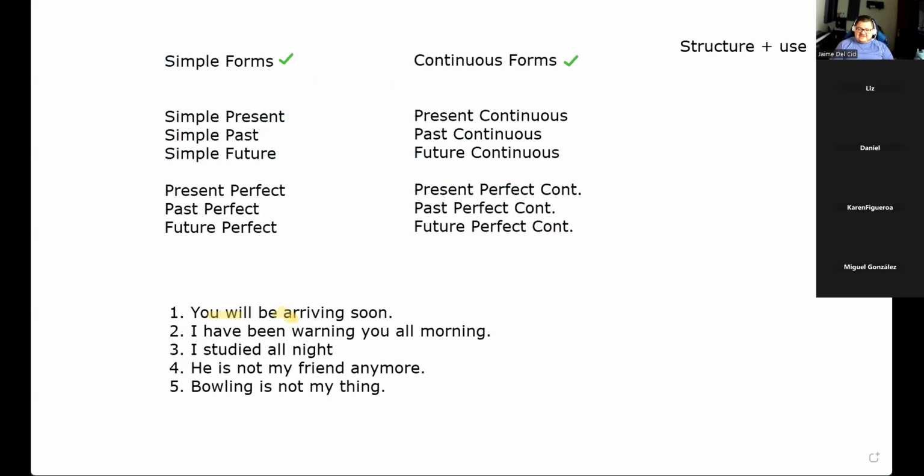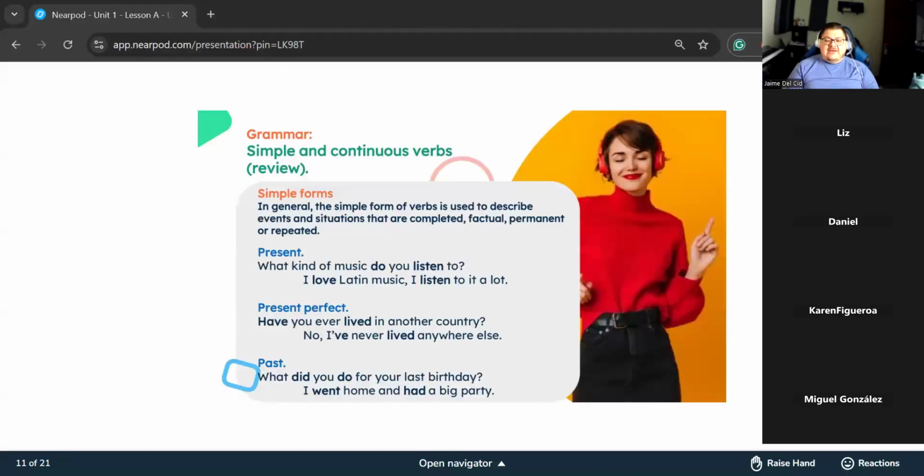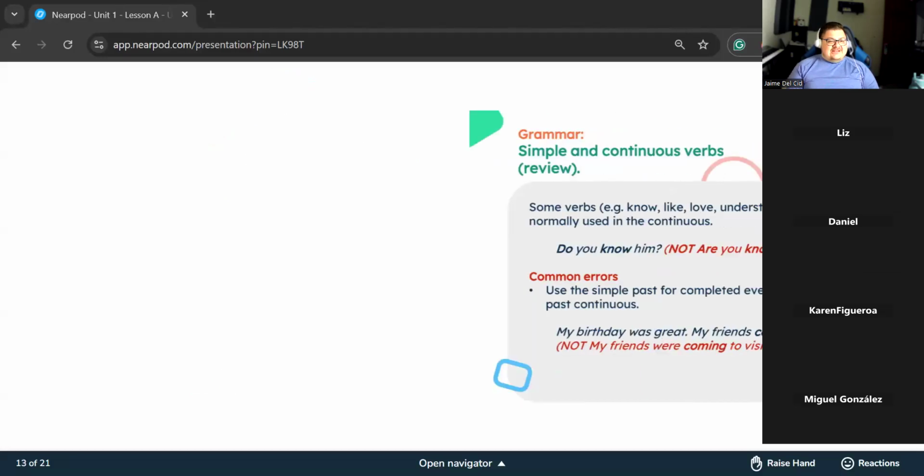So we're going to do some exercises on Nearpod. They're going to be pretty similar to what I did, but of course, I gave you all the sentences. You were only identifying cases. In the case of the exercises on Nearpod, you will be, of course, completing some sentences on your own. Remember what we studied yesterday?